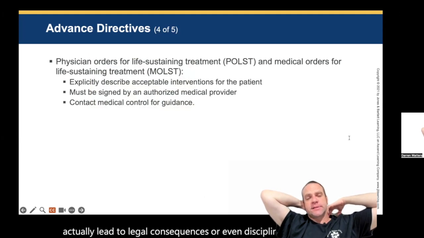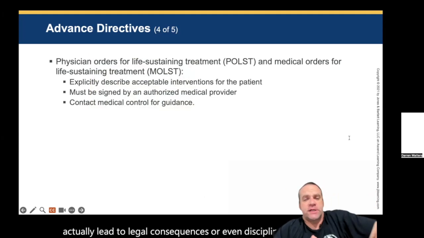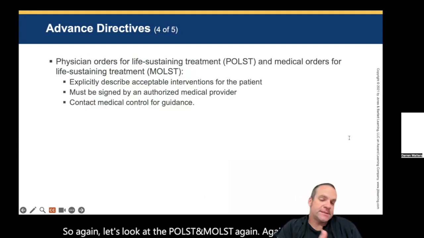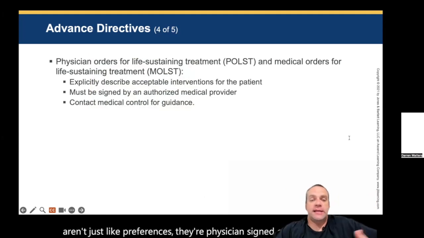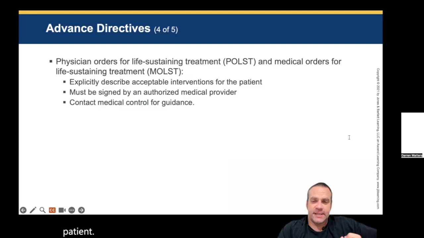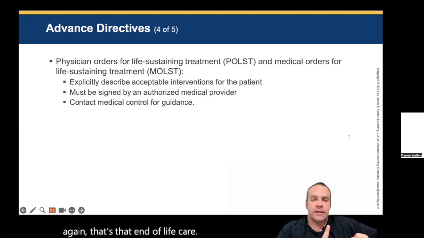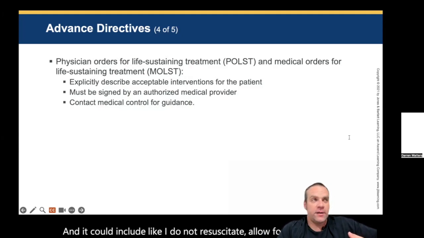So again, let's look at the POLST and MOLST. These aren't just preferences; they're physician-signed orders, and they carry a lot of legal weight. These documents explicitly list what life-sustaining treatments are acceptable to the patient. They're often used in hospice and palliative care, again, that end of life care. And it could include a do not resuscitate, allow for natural death, use antibiotics for comfort only, no artificial hydration, things like that.